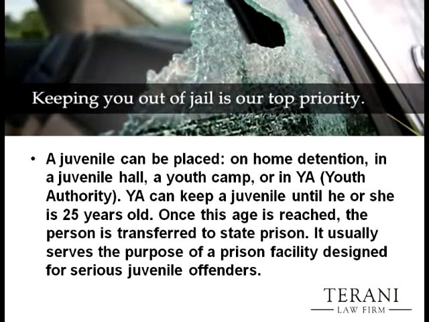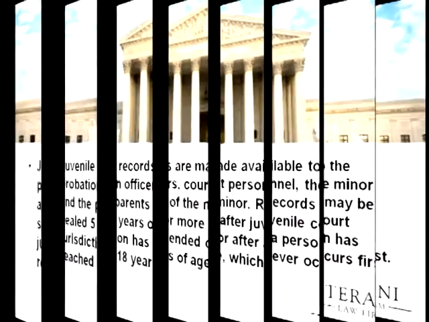A juvenile can be placed on home detention, in a juvenile hall, a youth camp, or in youth authority. Youth authority can keep a juvenile until he or she is 25 years old. Once this age is reached, the person is transferred to state prison. It usually serves the purpose of a prison facility designed for serious juvenile offenders.